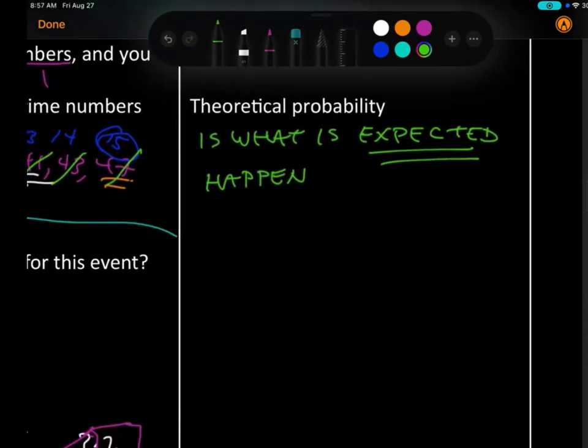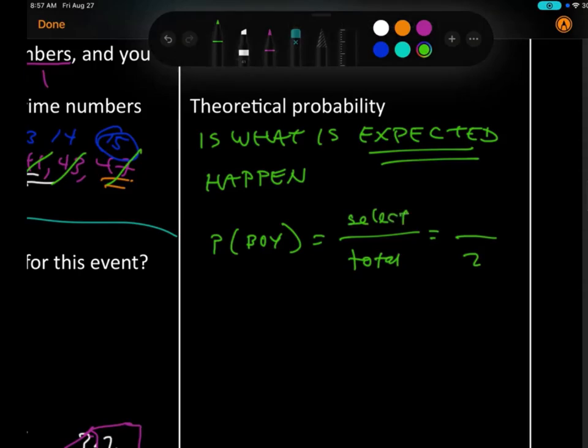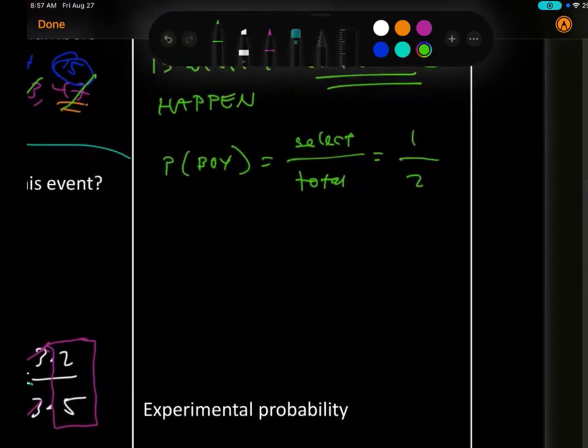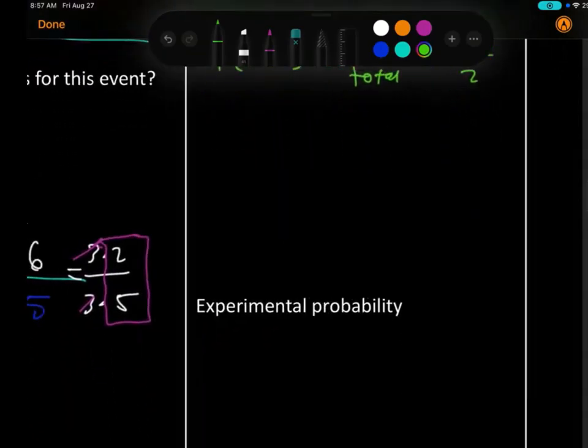So for example, my wife and I, when we had our first kid, we really wanted a boy first. And the total, or all of them, there's only 2 genders, so that'd be 2, and then the select, what we wanted was a boy, so between boy and girl, from the sample space, that would be 1/2. That is our expected 1/2. Each time that we have one of our 6 kids that we have.